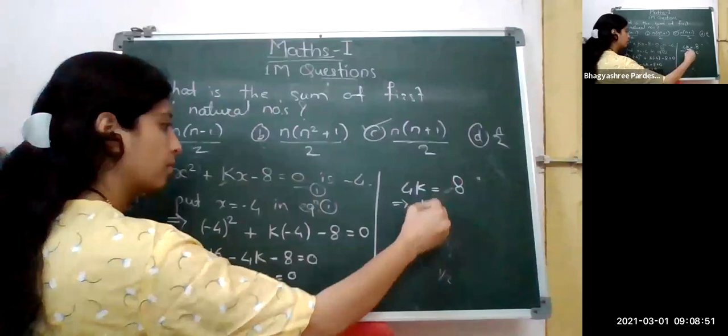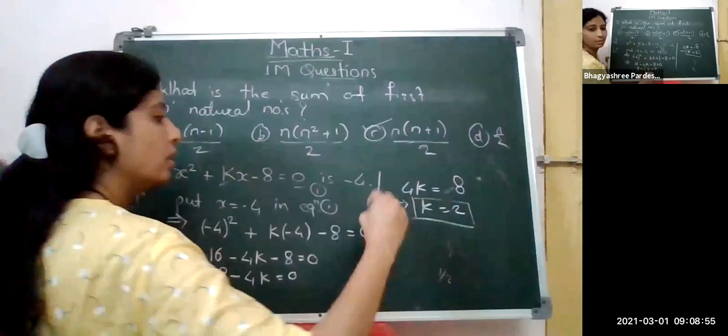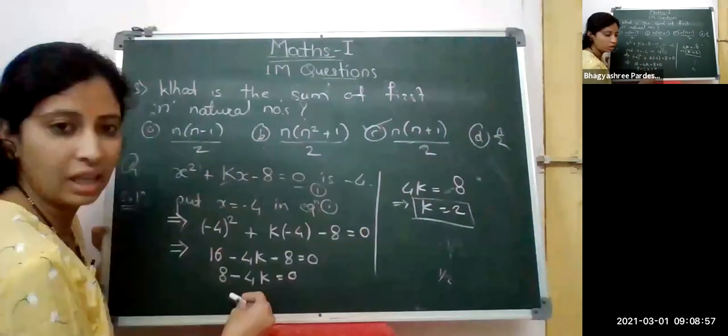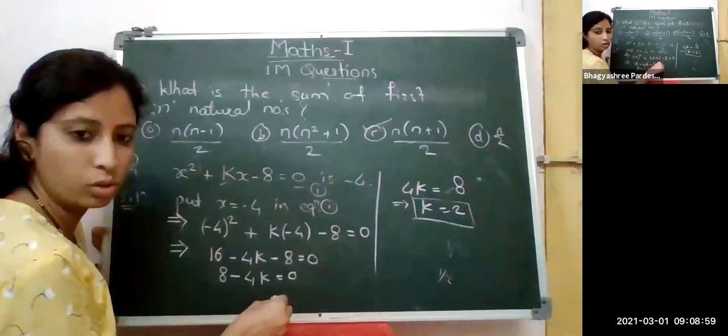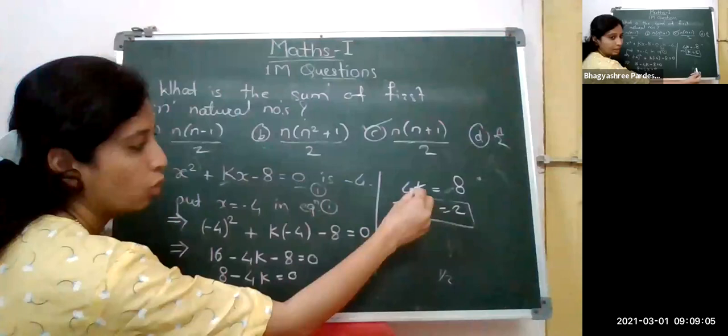So this is k equals 2. What we have done is simplified this: 8 minus 4k equals 0. So this has been transferred to this side, so 4k equals plus 8. So 4 1s are 4, 4 2s are 8. Therefore we got k equals 2 here.